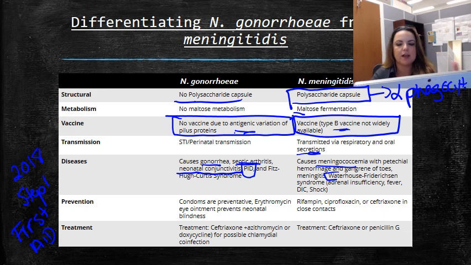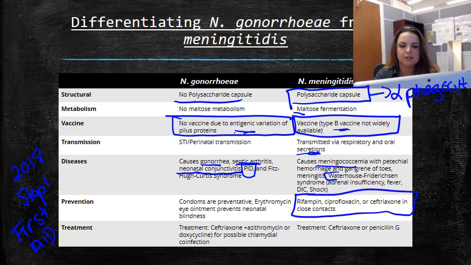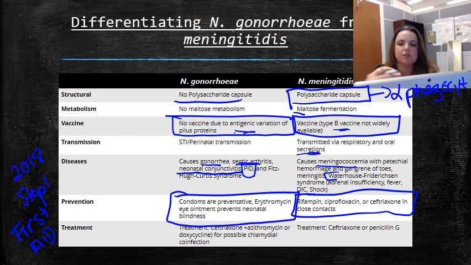How do we prevent it? We've got some antibiotics for meningitidis. We've also got some antibiotics for the different types of gonorrhea infections, but we can also prevent gonorrhea with good condom use and education. And there's treatment for both. So I think this is a really helpful table to keep them separate.